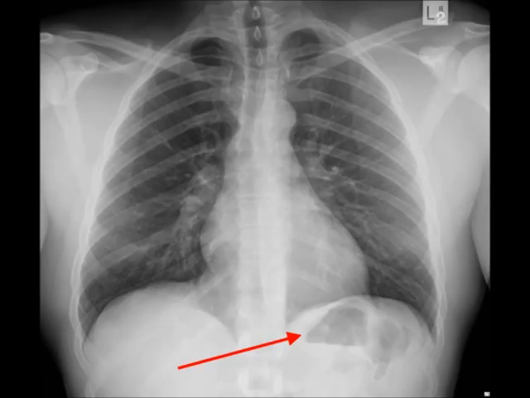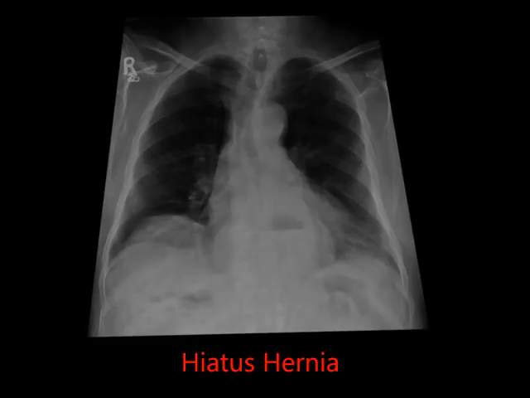G is the gastric bubble. A normal gastric bubble is a small dark area under the diaphragm with a fluid level. If the patient has a hiatus hernia, you may see the gastric bubble above the diaphragm.